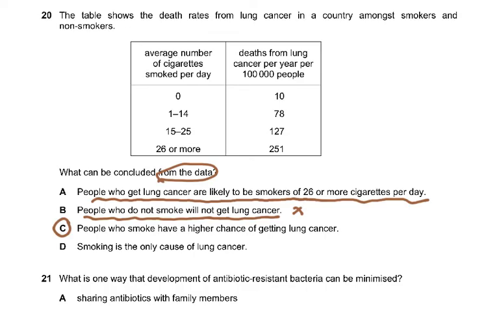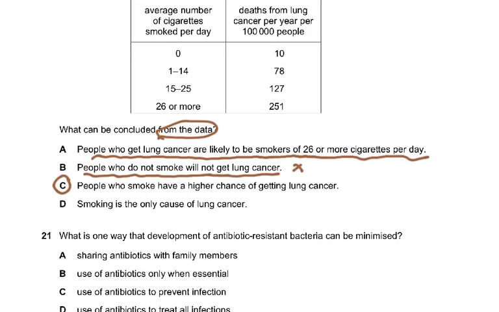Was it because of pollution? Was it because of something else? Maybe they ate a lot of burgers, or maybe they ate a lot of chicken kadai or something like that. No, nothing has been mentioned in the data about anything else. So there is no question of people who do not smoke will not get lung cancer. There are zero-cigarette smokers who also have death from lung cancer. That is also in the data, so that doesn't tell you people who do not smoke will not get lung cancer. So always ask yourself this question: does the data tell me? Read A, then does the data tell me? Read B.